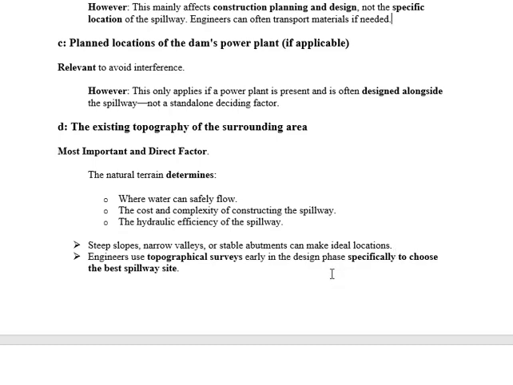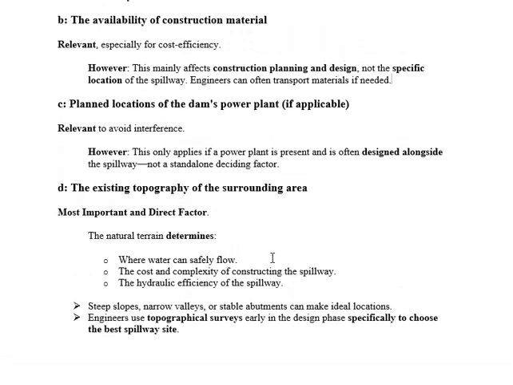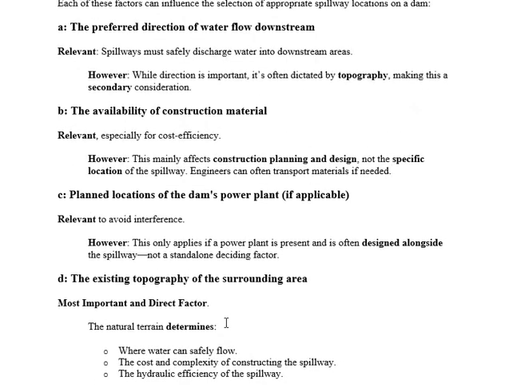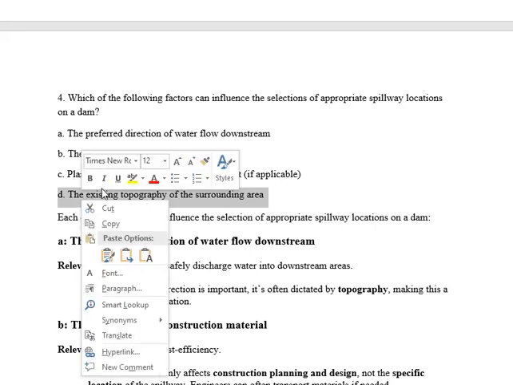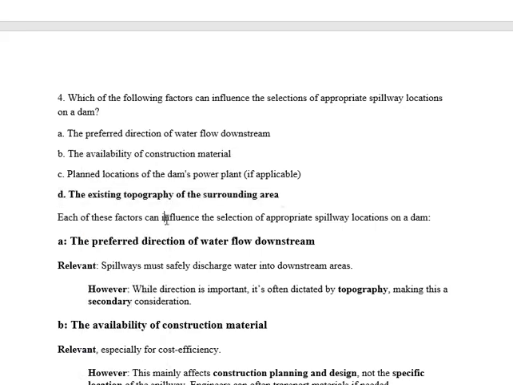Engineers must use topographical surveys early in the design phase, especially to choose the best spillway site. So based on this description, the most important and direct factor regarding selection of the location for the spillway is option D, the existing topography of the surrounding area. That will be the answer.